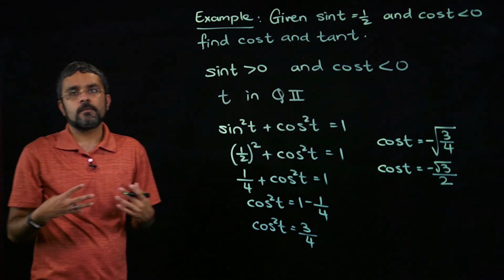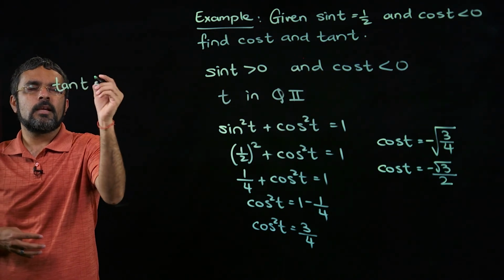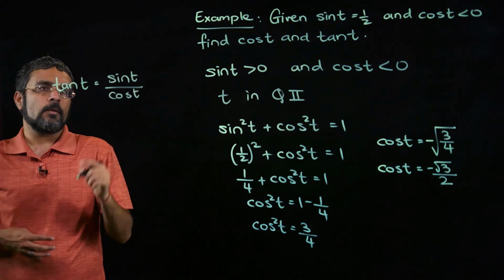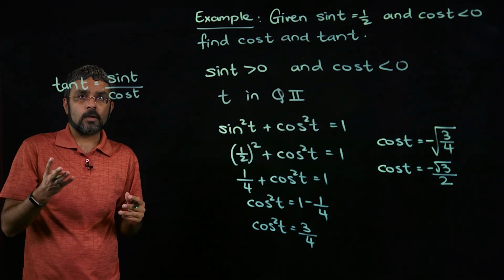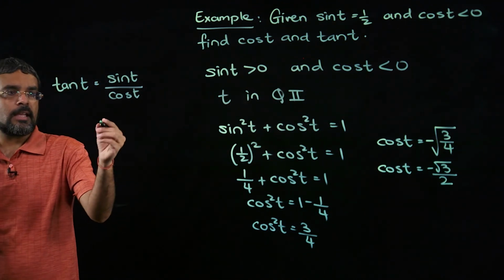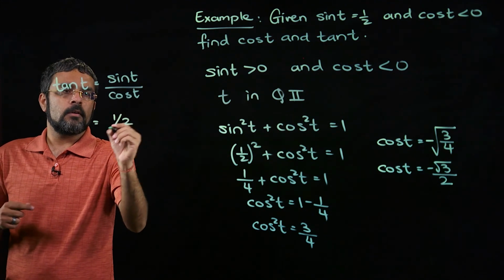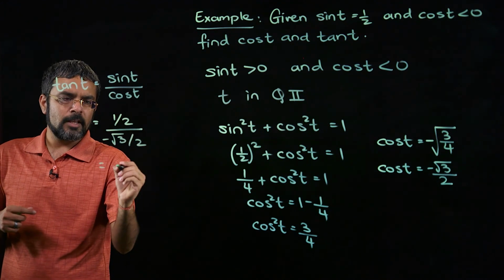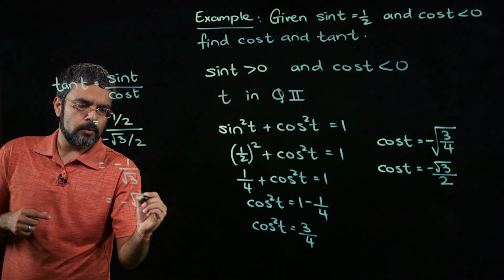How do I figure out tangent of t? Well, I know that tangent of t is sine of t over cosine of t. First of all, would tangent be positive or negative? Well, it's got to be negative since it's in the second quadrant, and tangent we know is positive in the first and the third quadrant, right? So that's going to be negative, and so let's see if it comes out to be negative. So this is 1/2 divided by negative root 3/2, and that would give me negative 1 over root 3.